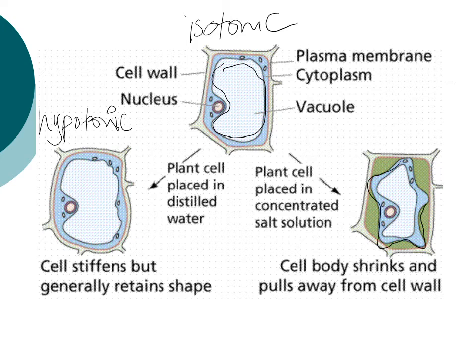However, if you place it in a concentrated salt solution, look at what happens here. The cell membrane actually shrinks away from the cell wall, which is no good. When this happens, the cell dies. So in this hypertonic solution, we have the cell membrane pulling away from the cell wall.